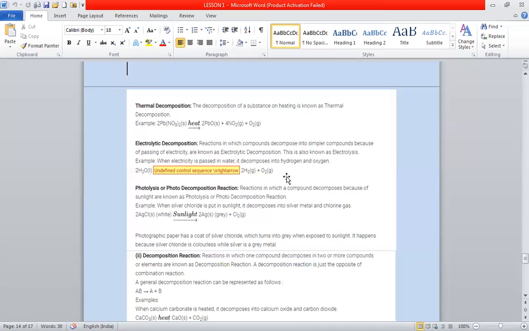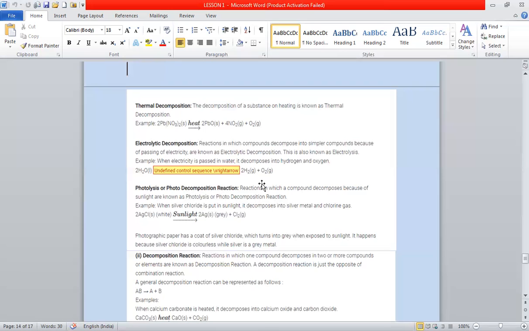A very common example is the electrolysis of water. We take a glass container with two holes at its base and set up an experiment of electrolysis of water. Then we put some water in it. We add some acid also, because acid makes it a good electrolyte. Then we pass electricity in it. Water breaks up into hydrogen and oxygen. See the reaction: 2H2O on passing electricity will break up into 2H2 plus O2.